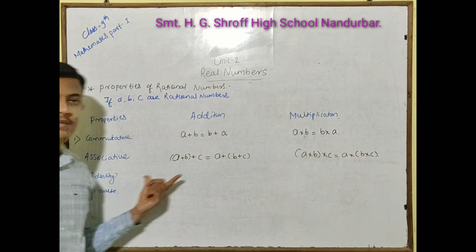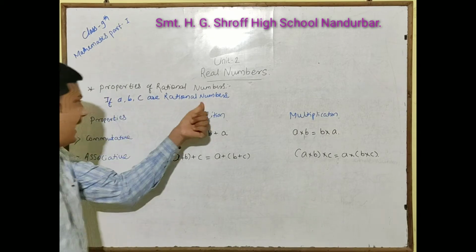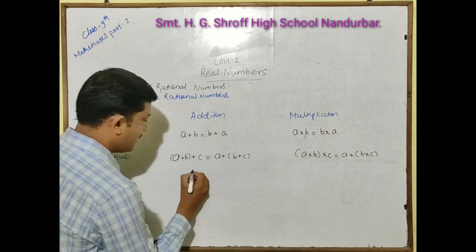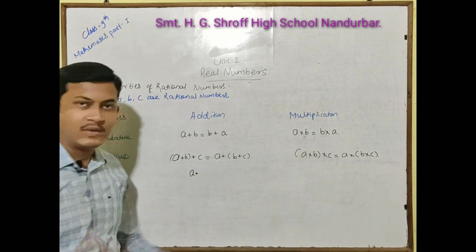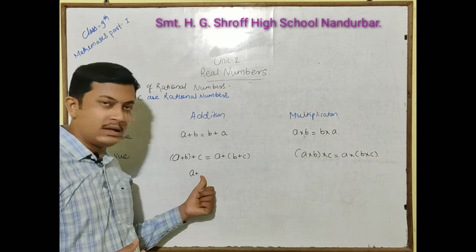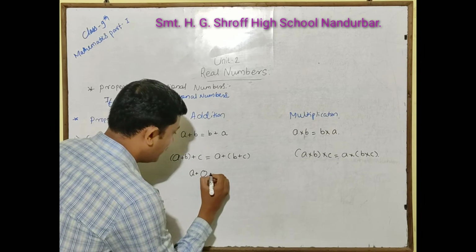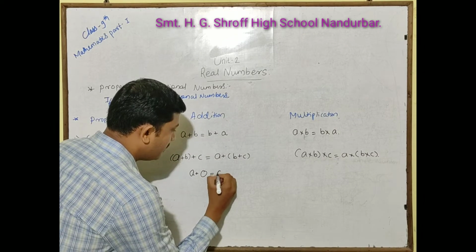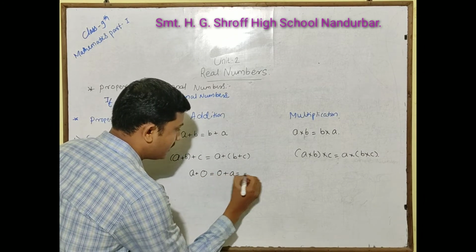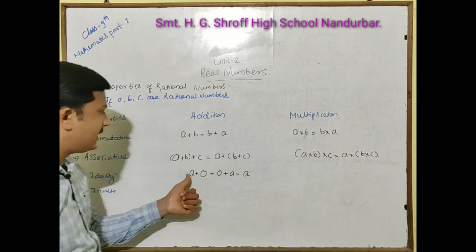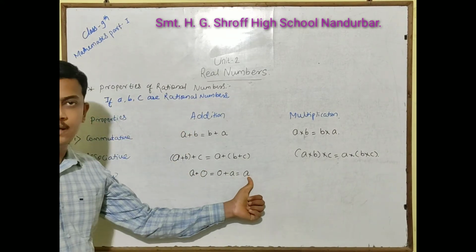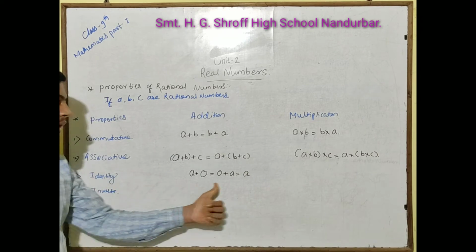Now what is the identity? Additive identity. What such number, if we add to A, we get the answer A? That is simply 0. A plus 0 is equal to 0 plus A, which is equal to simply A. If 0 is added to A, we get the same number A, that is the additive identity.